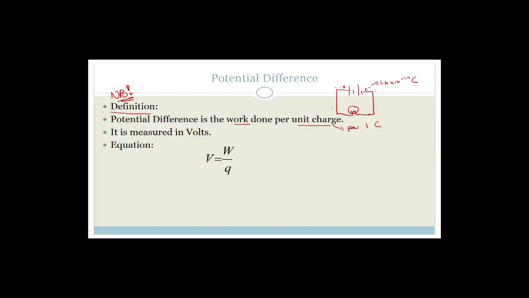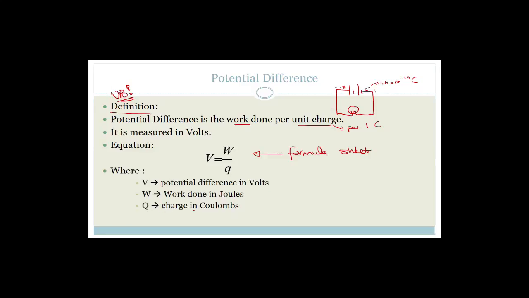So the equation is V is equal to W over Q, and this is on your formula sheet, so you don't need to learn it, but you do need to be able to use it. V stands for potential difference in volts. W stands for your work done in joules. And Q is your charge in coulombs. You can see here that the symbols are V for volts, W for work, and Q for coulombs.